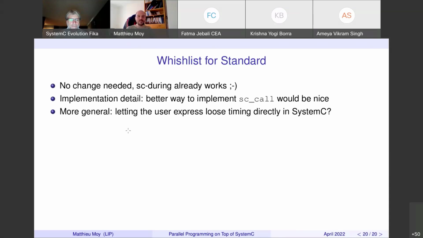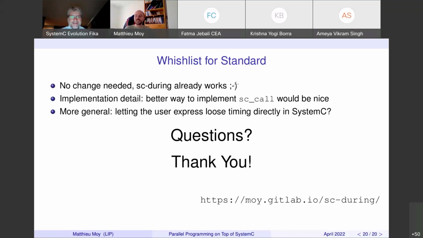On my wish list, I still know that I could implement sc_call in a bit better way. Currently, I need to call an asynchronous request update, which notifies an event, which triggers a thread. It's an implementation detail. It could be slightly better. But more generally, what I think is sc_during is a nice library, but the ideas inside sc_during could be used. And I really think that the notion of exploiting temporal decoupling in the way we parallelize the platform is an important idea. I don't know if sc_during is really the solution, but I think this particular idea deserves to be present at least in the discussions. And that is the end of my talk, and I hope you have a lot of questions, and I want to thank you for your attention.